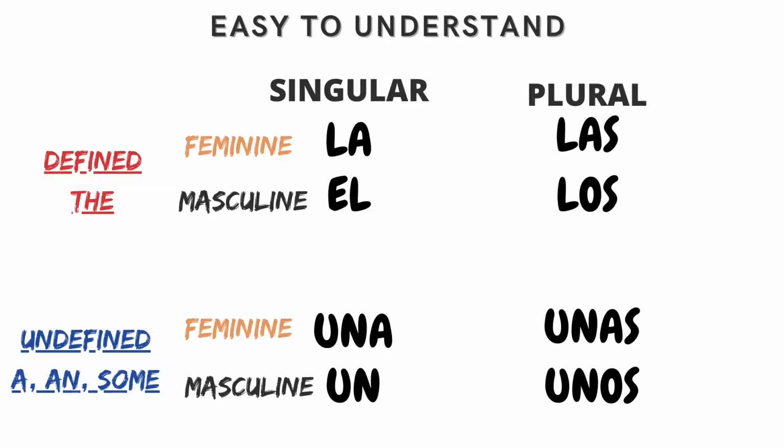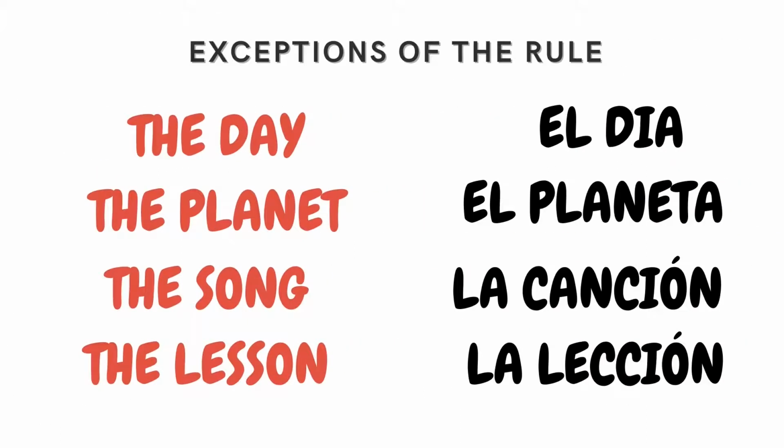So we have some exceptions to the rule. For example, el día is supposed to be feminine, but it's masculine, you say el día. El planeta is supposed to be feminine, but it's masculine, you say el planeta. Canción is supposed to be masculine, but it's feminine, you say la canción. And lección is supposed to be masculine, and it's feminine, you say la lección. So there are some exceptions to the rule.